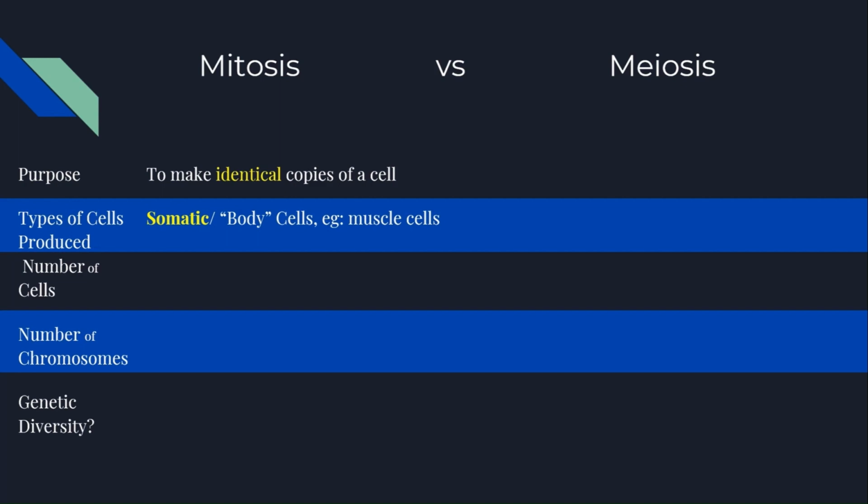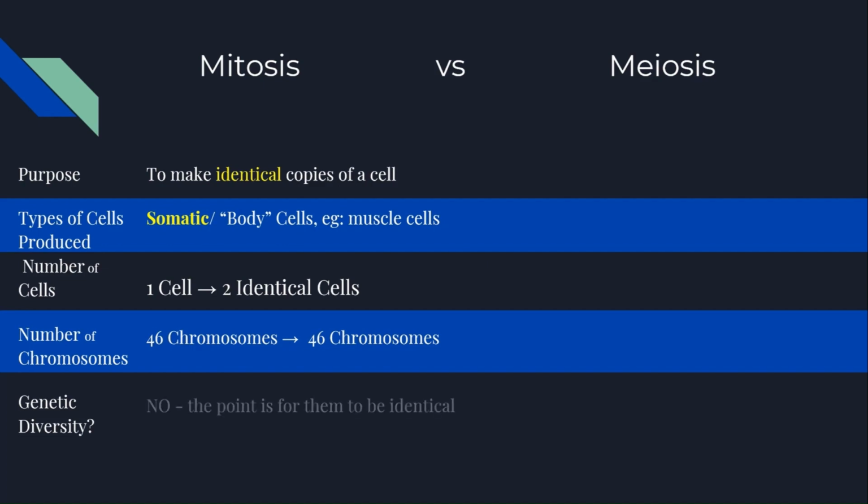And in mitosis, we start with a diploid cell, right? We start with one diploid cell and we produce two identical cells to that original cell. And so the number of chromosomes in that starting cell compared to the daughter cells are the exact same. We start with 46 chromosomes in humans, that is, and we end with 46. So diploid to diploid. And mitosis is not for the purpose of genetic diversity.